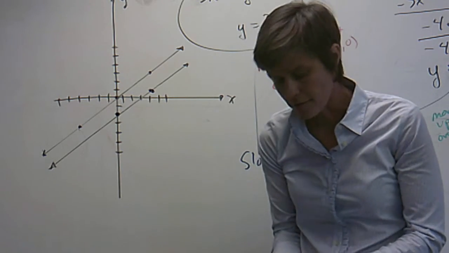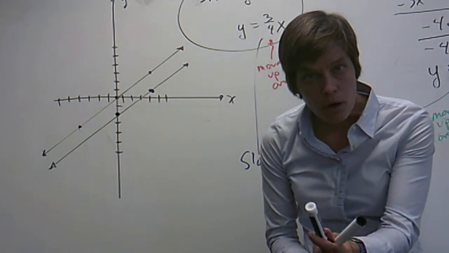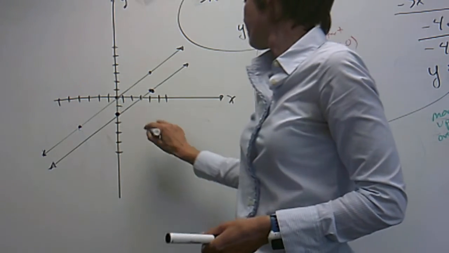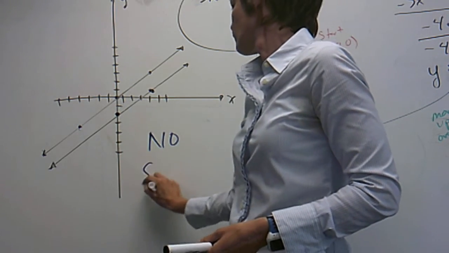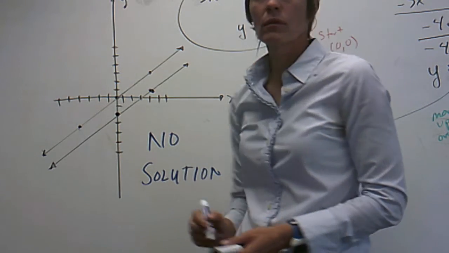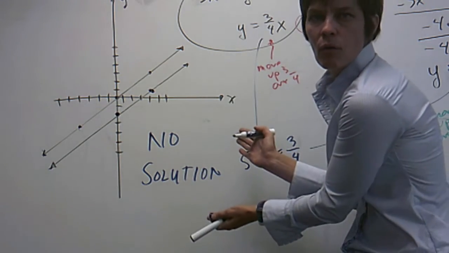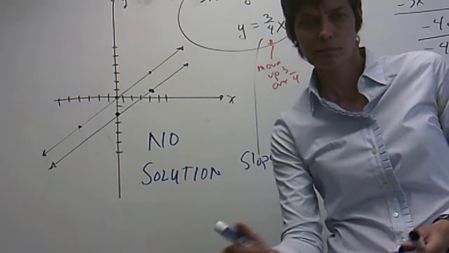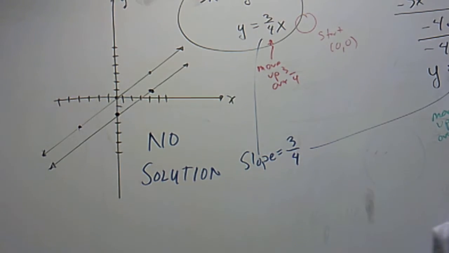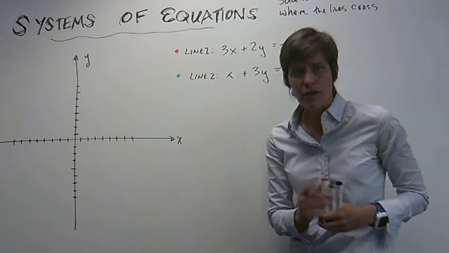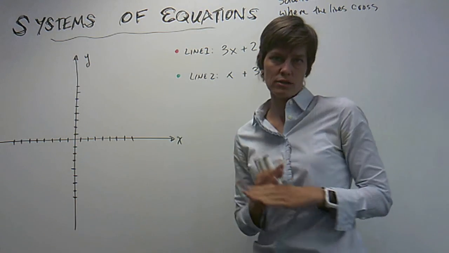Parallel lines have no solution. We still have to answer the question. What's the solution? There isn't one. Number of solutions, because they're the same. But most of them will have one solution where they cross.